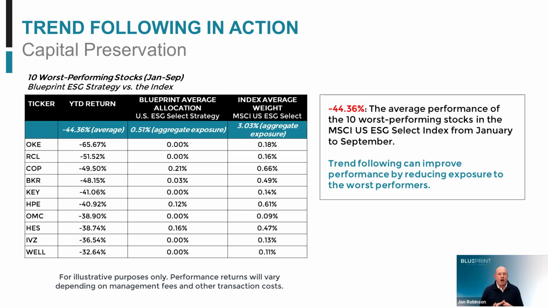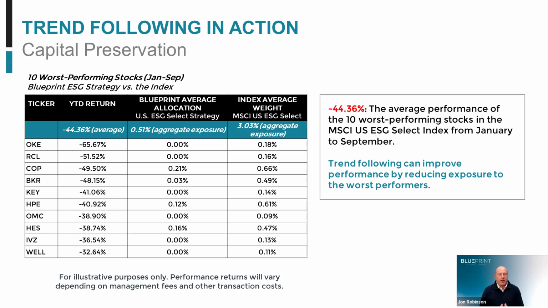So when you look at how the trend following component has shifted the exposure away from the bottom 10 stocks, look no further than the column that says Blueprint average allocation, right, which has had a 0.51% aggregate exposure to the bottom 10 stocks this year. That's not because of any predicted value by Blueprint, but what it has to do with is the fact that the trend, in many cases, was down coming into 2020, so we actually haven't held many of these stocks all year.